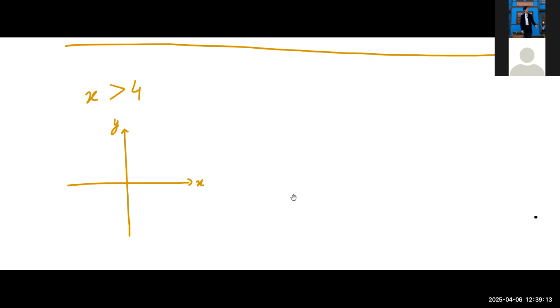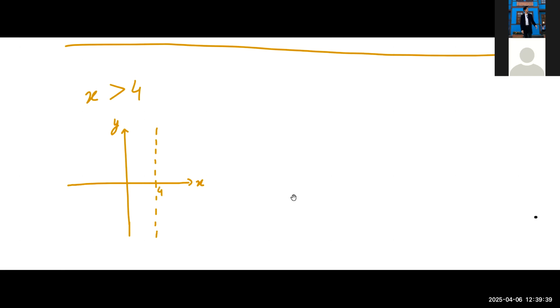It would be a line. Yeah, it would be a vertical line at x equals 4, exactly. But would it be solid or would it be dotted? Dotted, because it doesn't have the equal to. Exactly. It just says it's more than, so it can't be on the line. So I specify that by dotting the line. Okay, and it's at x equals 4.